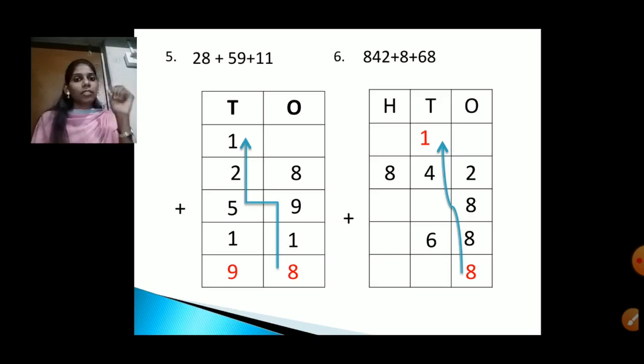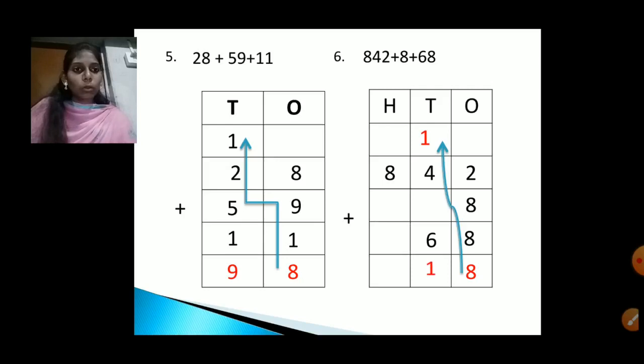5. We will count 6 fingers. Now we will count 5, 6, 7, 8, 9, 10, 11. So 5 plus 6 is 11. So we will write 1 under the tens place and 1 we will carry over.